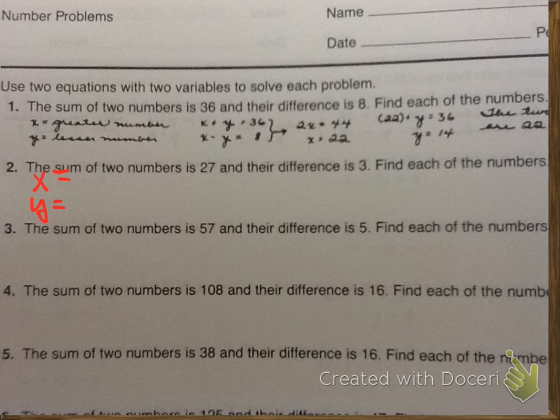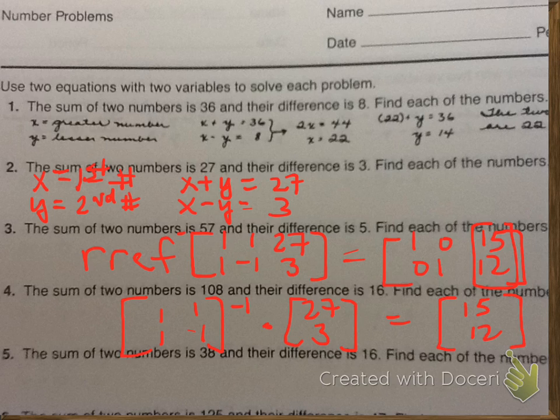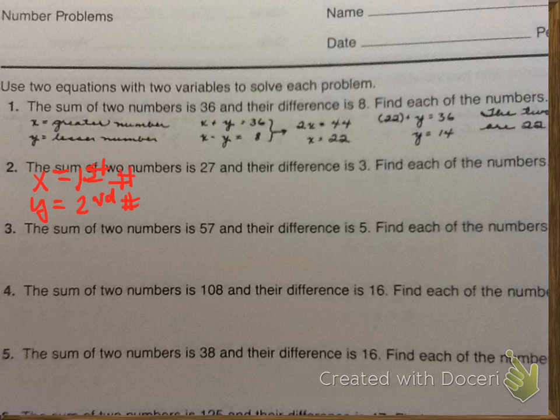As I'm reading number 2, the sum of two numbers is 27, and their difference is 3. Well, that would tell me that x plus y is 27, and then x minus y would be 3. Again, you can solve this many different ways. You could do this by elimination: eliminate the y's, add the x's, you have 2x equals 30, and then divide.